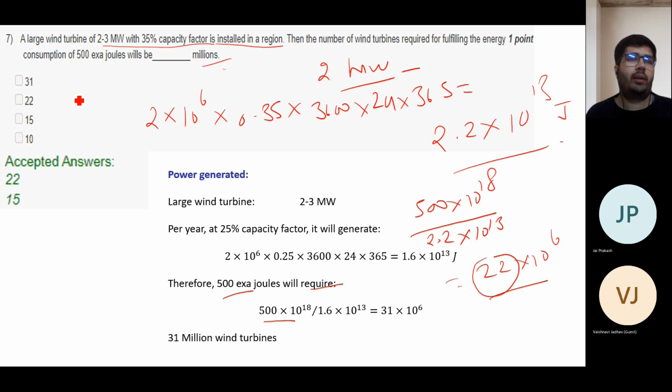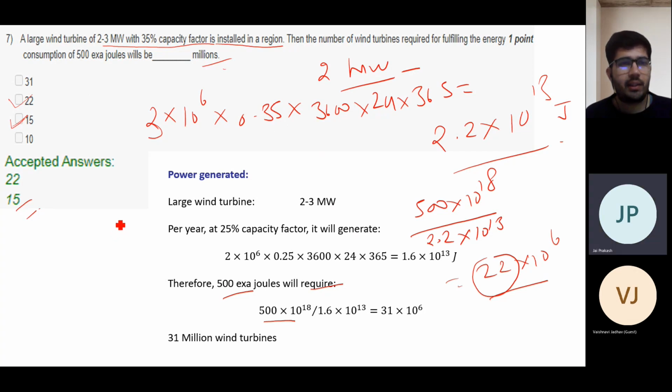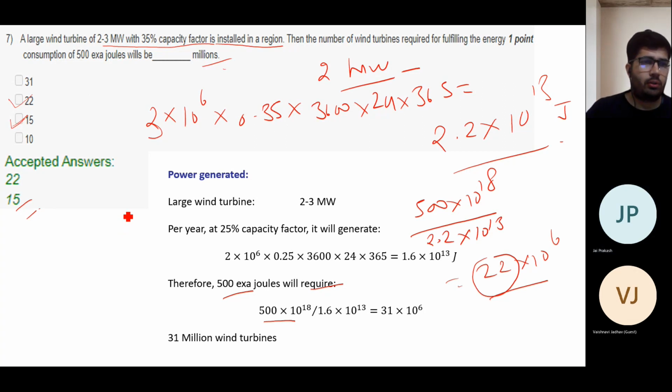Okay, similarly, if the wind turbine power is 3, just replace this 2 with 3 and do the same calculation. So you will get the answer like 15. Okay, so the correct answers will be 22 and 15. Anyone, any doubt? Is it clear? Yeah, okay, clear. So the correct answer will be 22 and 15.